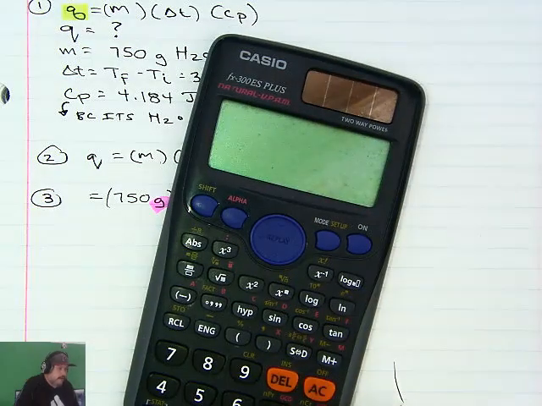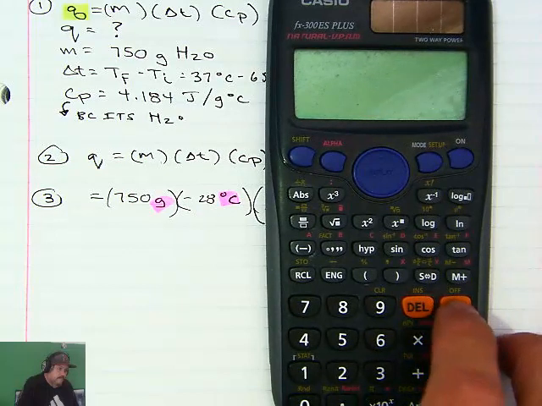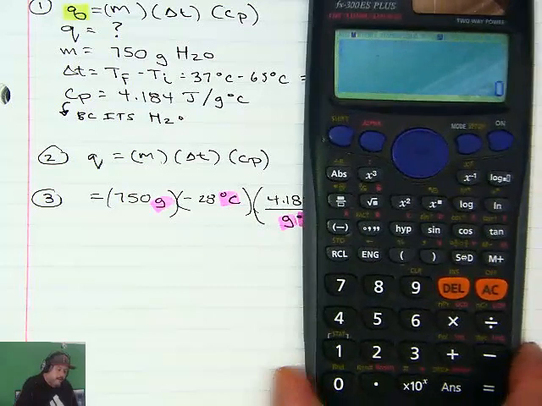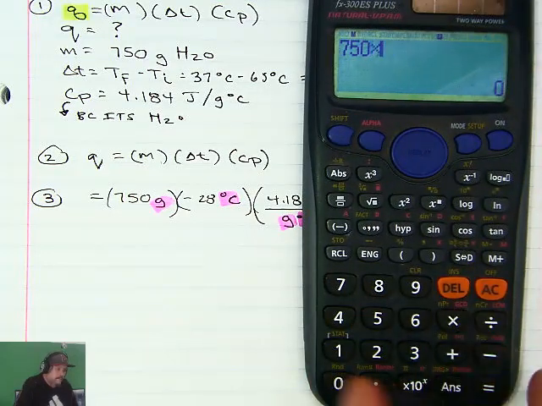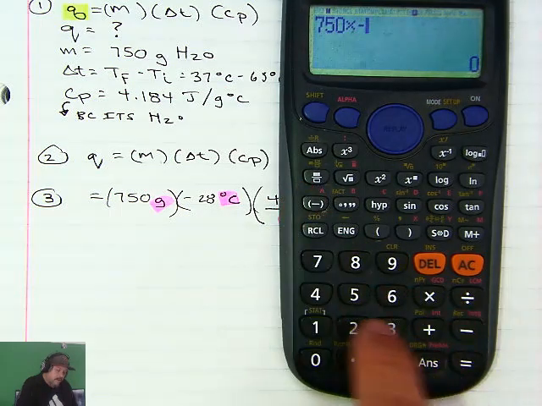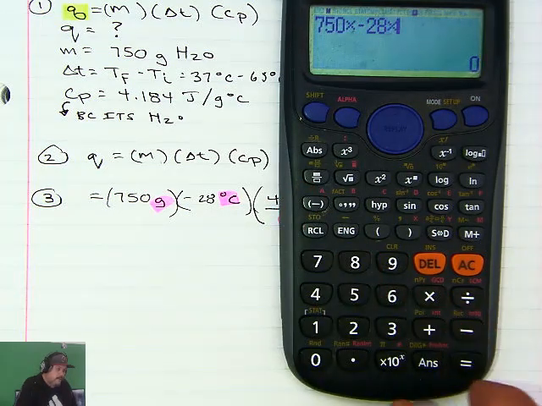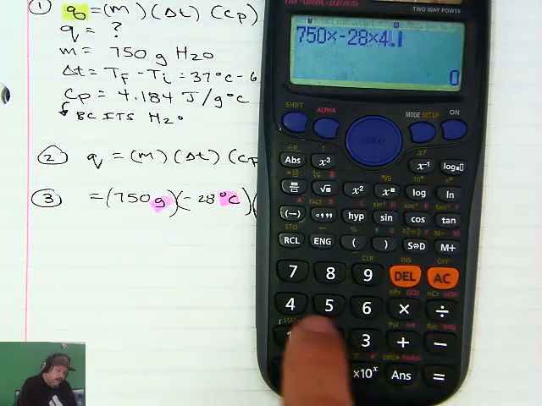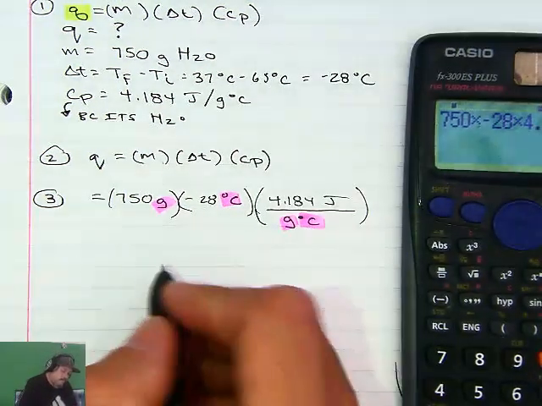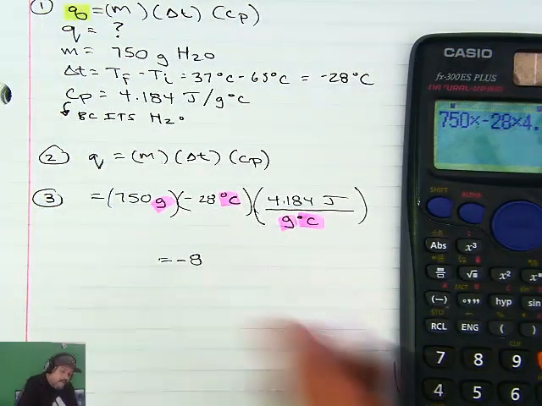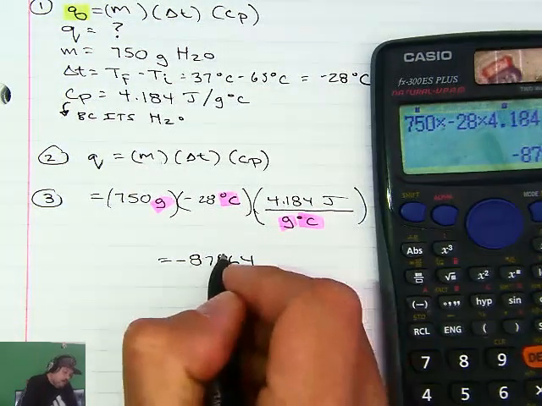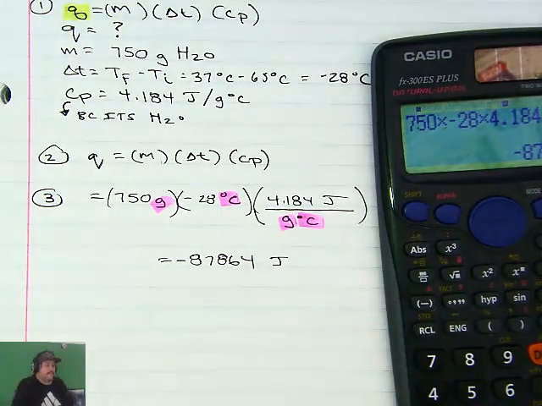So here's my handy dandy calculator, and I just punch in everything. Okay, let me figure out, I can do chemistry, but I can't turn on the calculator. Okay, there we are. 750 times negative 28 times 4.184, and I hit equals, and I get that number equals negative 87,864, and the unit that's left is joules.